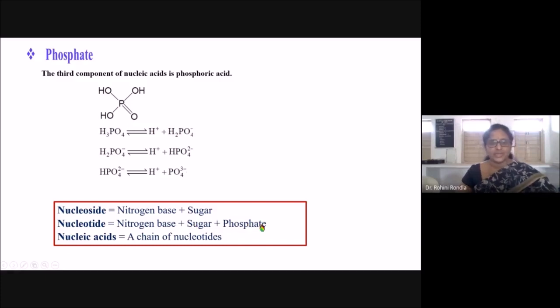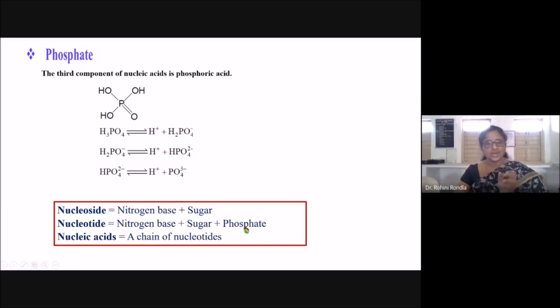Nitrogen base, sugar and phosphate, these three combined are called a nucleotide. If you take only the nitrogen base and sugar, the combination of nitrogen base and sugar is called a nucleoside. Remember this. So if you take only nitrogen base and sugar, what is it called? Nucleoside. Adenine, guanine are nitrogen bases; nitrogen base plus sugar, this combination is called a nucleoside.